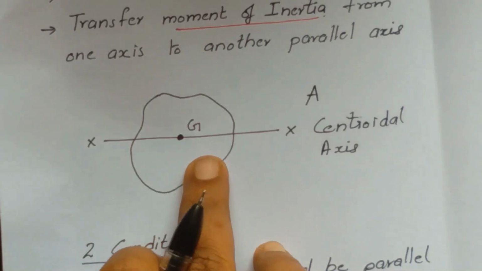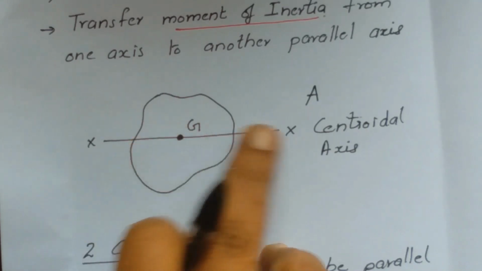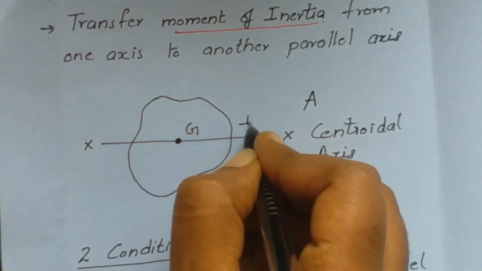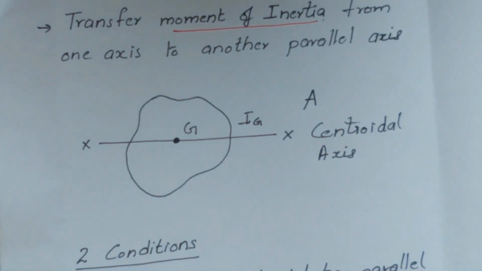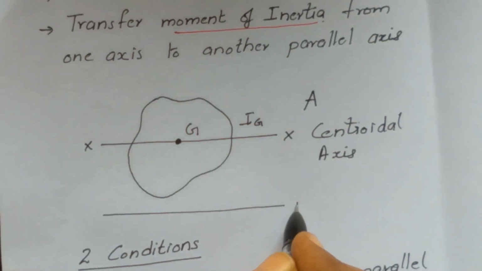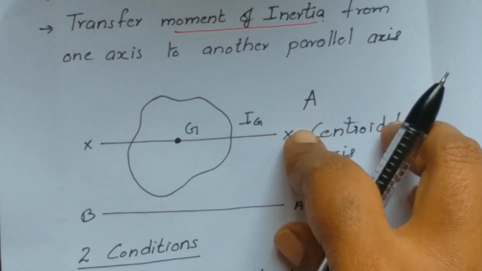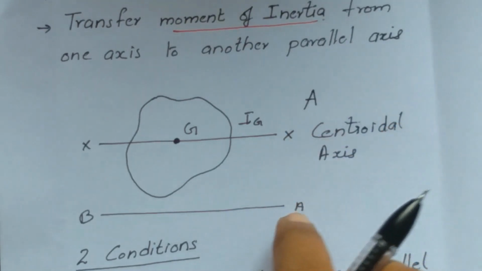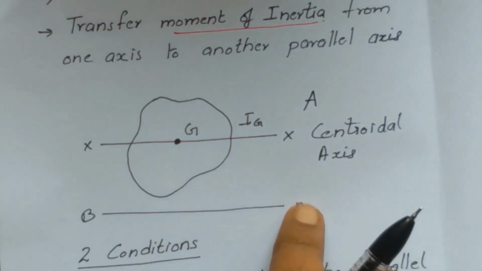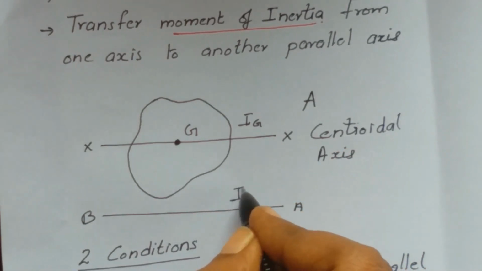Now, again suppose that we know the moment of inertia of this plane lamina about the centroidal axis. We know its numerical value. Let the numerical value be Ig. Now, let us consider another axis AB which is parallel to the centroidal axis. Now, we have to find the moment of inertia of this plane lamina about this axis AB. Let that value be IAB.